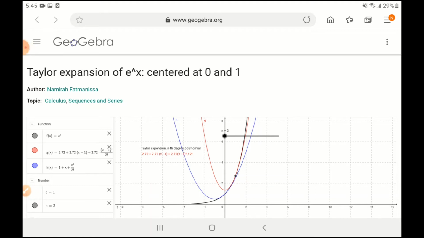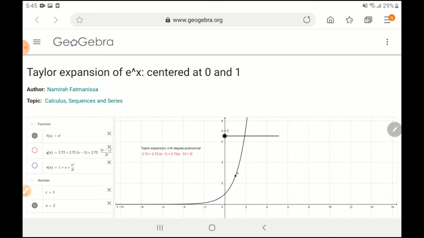So here I have a GeoGebra simulation of the Taylor expansion of e to the x. Our red curve is the approximation of e to the x using Taylor expansion with the center at 1, and the blue one is the Taylor expansion with the center at 0, or actually the Maclaurin expansion. So let me hide that first.